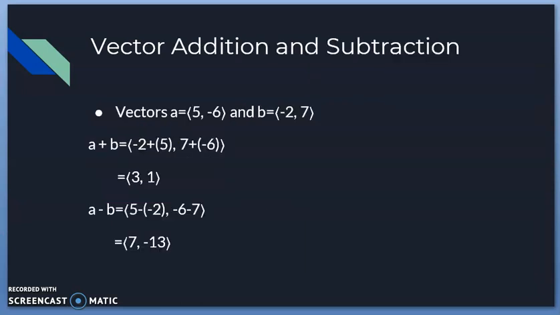So here's two more vector addition and subtraction examples. We have vector A at 5, -6, and vector B at -2, 7. Adding these two vectors together, we have -2 plus 5 and 7 plus -6 to get A plus B. That's just 3, 1. And then for A minus B, we have 5 minus -2 and -6 minus 7. This gives us 7, -13.